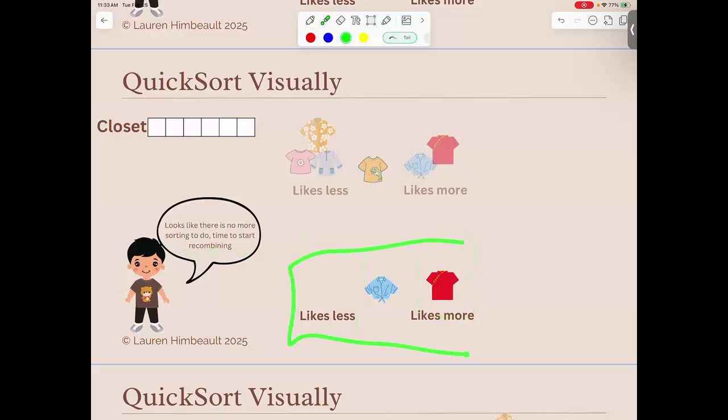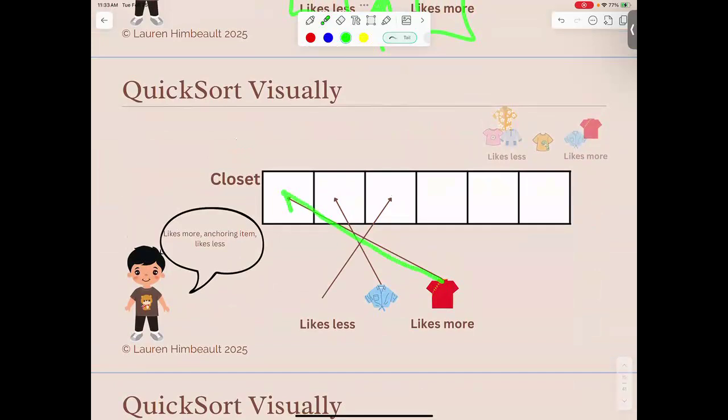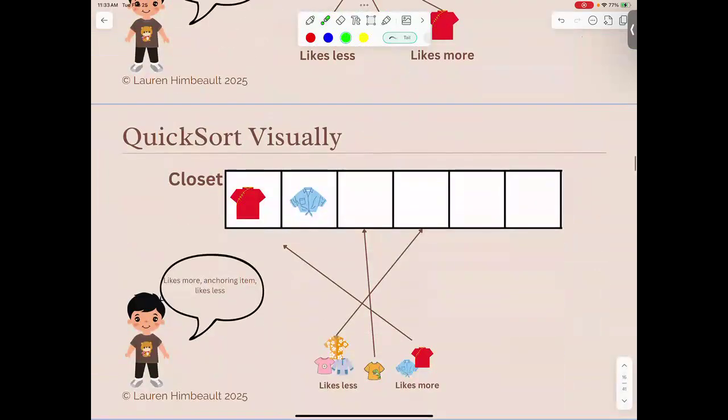So they're going to recombine by likes more, then our anchor, and then likes less. And so we can see that right here. Likes more goes back at the front, our anchor, and then likes less. And of course, there is nothing in likes less, but in theory, it would go there. Okay, once we've done that, there we go. We can see that those have been moved in.